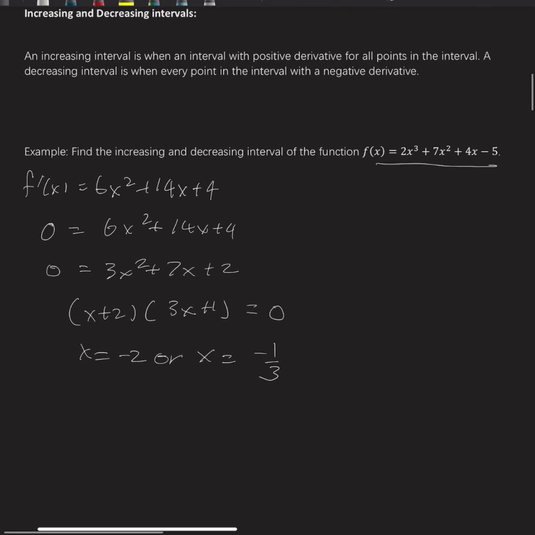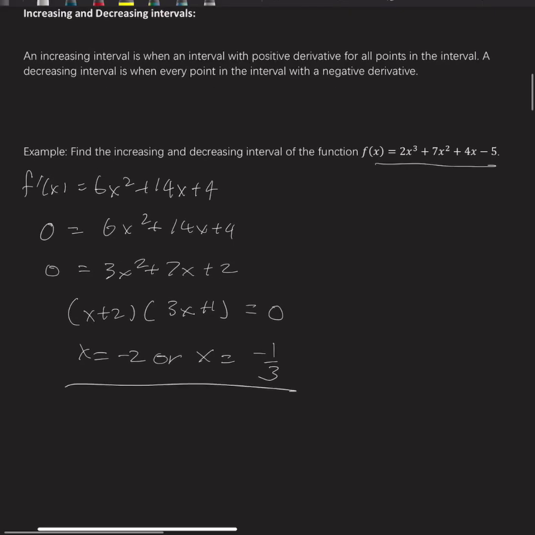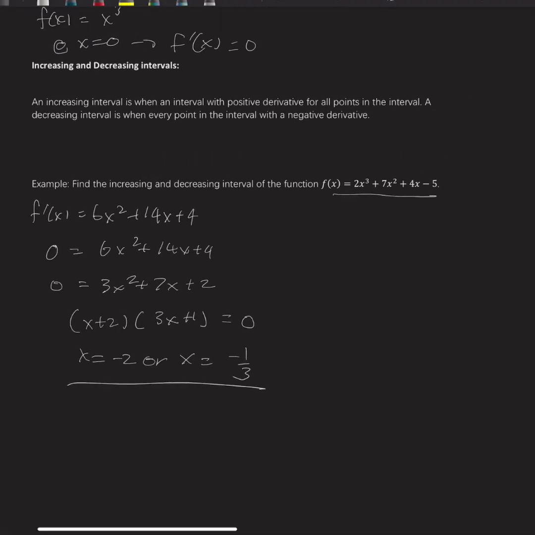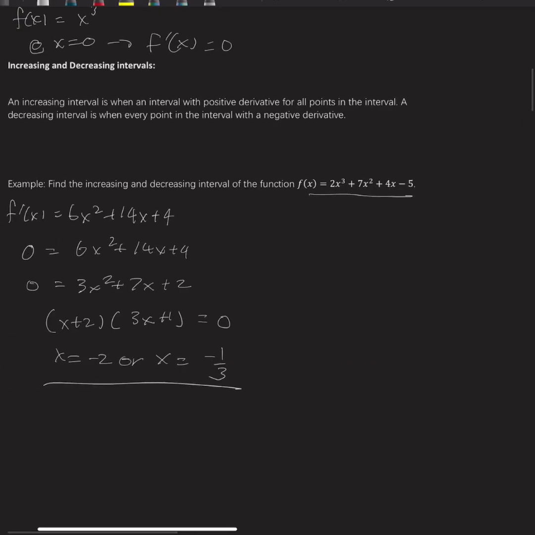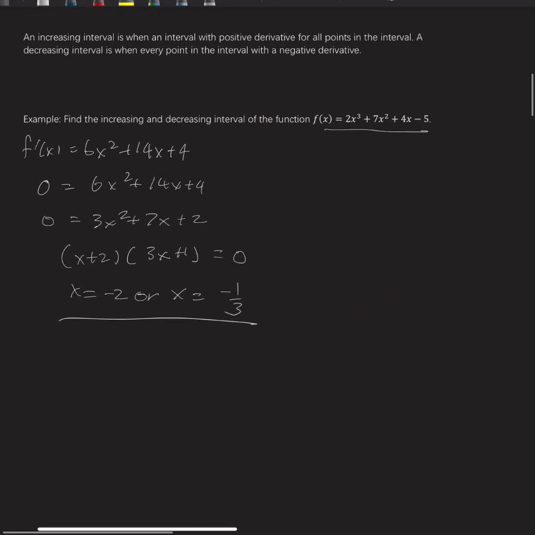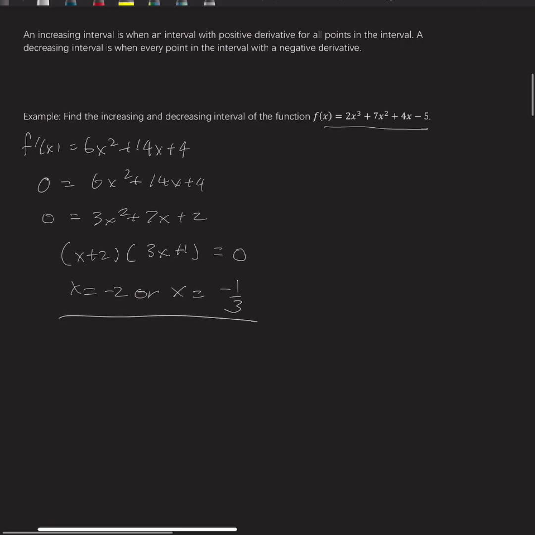So these are the relative extremas we can see on the graph. See, this is actually not -0.5, it's -1/3. That's the powerful tool of calculus.